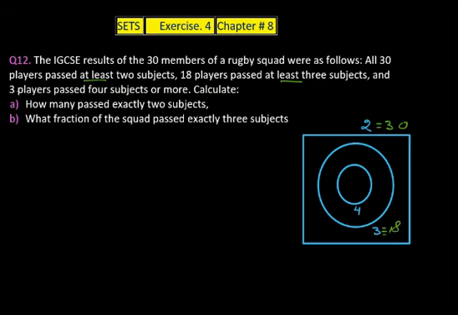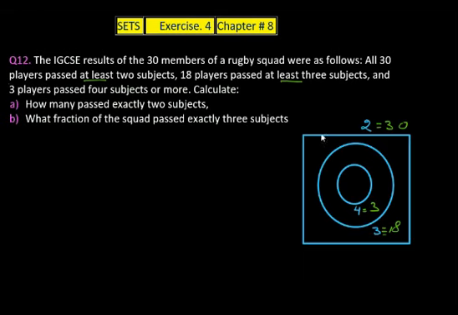And then it says 3 players passed 4 subjects. As we know, 4 lies inside 3, so it has a value of 3. Now, 4 subjects or more, calculate. What we have to find out is how many passed exactly 2 subjects.